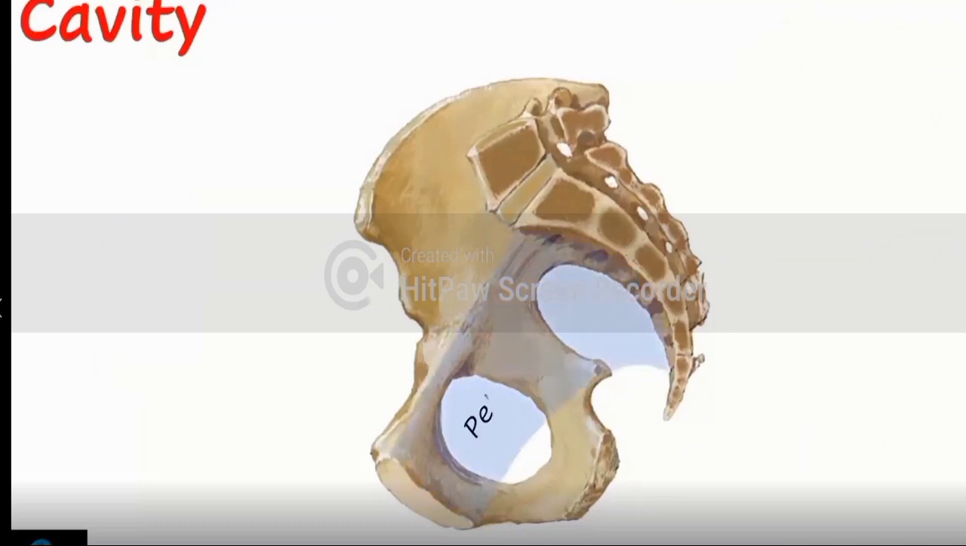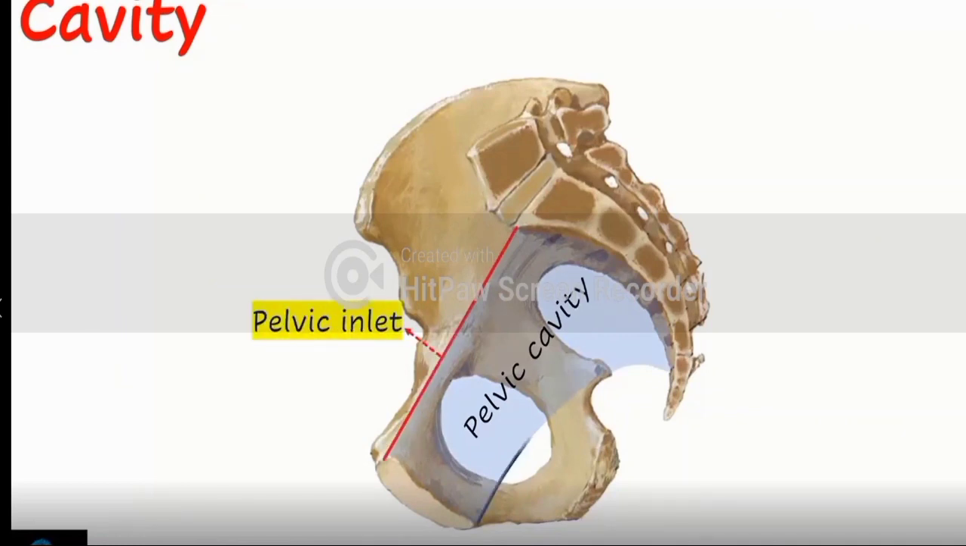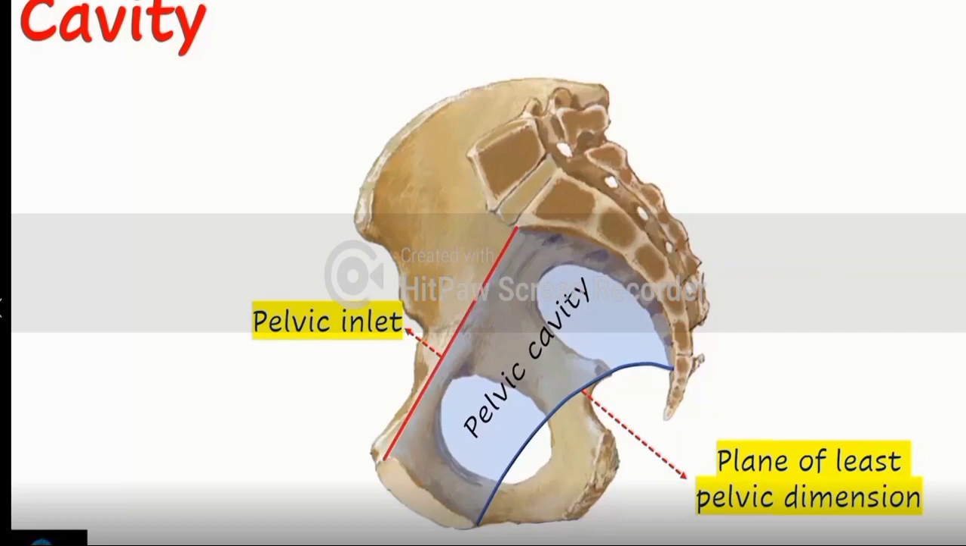Pelvic cavity is a segment between the plane of inlet above and the plane of obstetric outlet below. The plane of obstetric outlet is known as plane of least pelvic dimension. The widest area in the pelvic cavity is known as plane of greatest pelvic dimension. It is an imaginary plane from the middle of the posterior surface of symphysis pubis across the center of acetabulum to the junction of the second and third sacral pieces posteriorly.